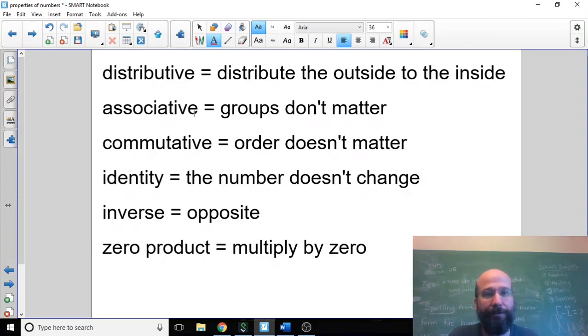These 4, 1, 2, 3, 4, all have an addition and a multiplication. Associative property of addition, associative property of multiplication. These 4, inverse of addition, inverse of multiplication. But the basic rule stays the same for both. And then the last one is the zero product property. It's where you multiply by 0. Anything multiplied by 0 is 0.